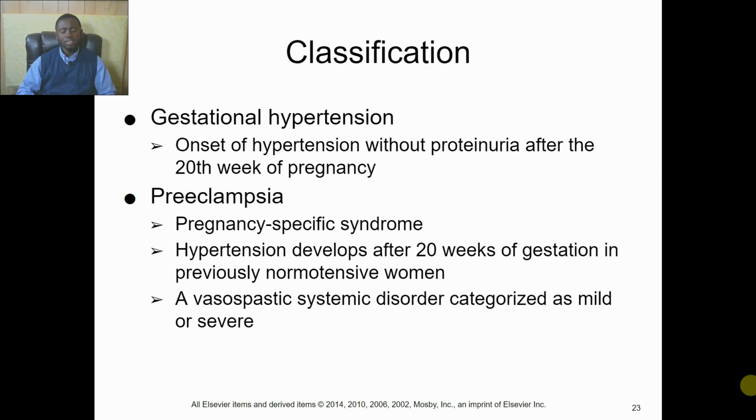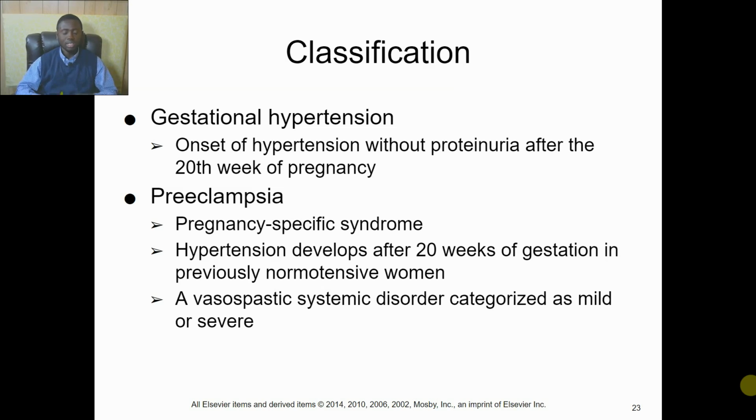Then we have the eclamptic state, which is eclampsia. Eclampsia means clamping, which means tension. So eclampsia means that there are seizures present. And this is classified when the blood pressure is greater than or equal to 110, and there is a lot of protein in the urine.